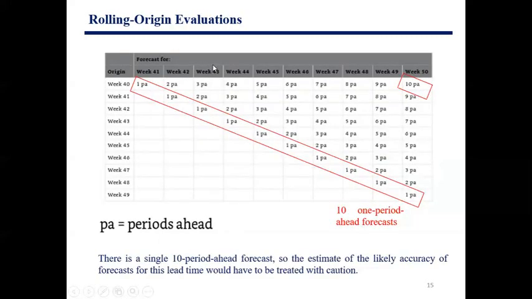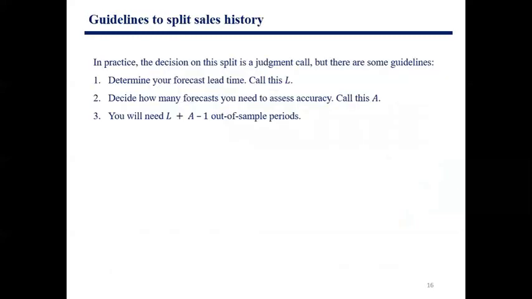Okay, so I hope that it's clear. And now, for the difference between fixed origin evaluations and rolling origin evaluations, we will see some rules, some guidelines, on how to split your data into in-sample and hold-out sample. Generally, and as mentioned in the book, the decision is a judgment call. But there are some guidelines.